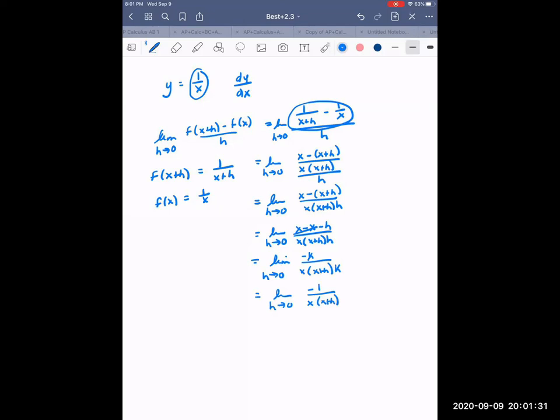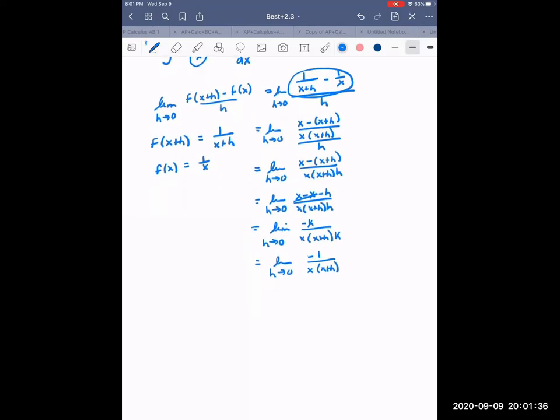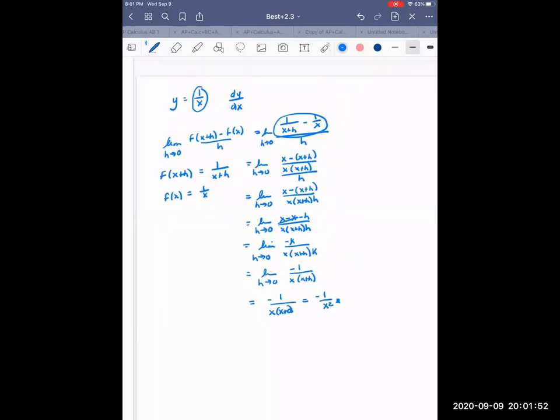Now I can't simplify that anymore, so at this point I'm going to actually take the limit. When I do that, that means I'm going to plug a 0 in for every h that I see. So this becomes negative 1 over x times x plus 0, or negative 1 over x squared. And that's it. That is the correct derivative.